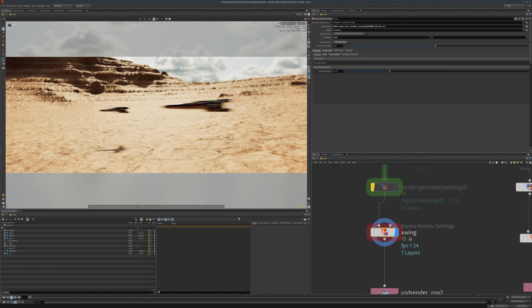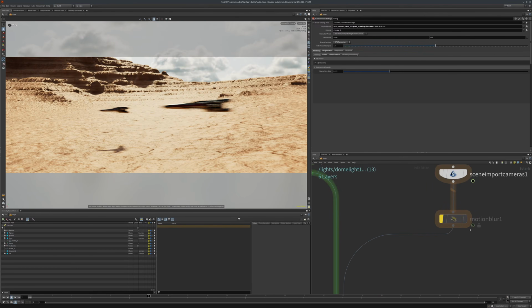Because the camera is following the planes, they should have a very limited amount of motion blur, and our ground should be motion blurry, right? So what you need to do is add a motion blur node here on the camera.